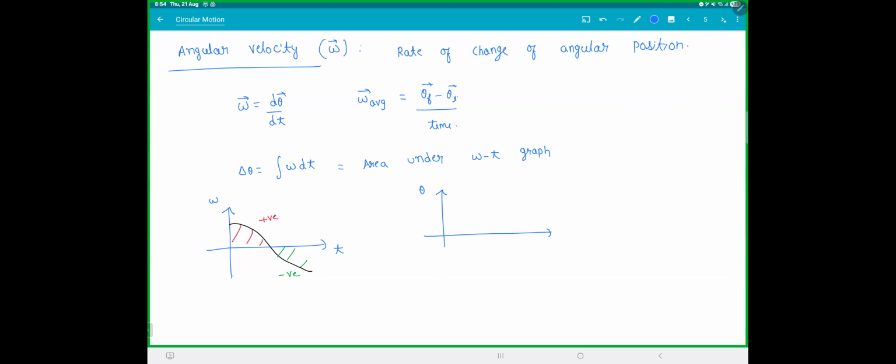Similarly, if you take theta versus time graph, if you take a tangent, so in a theta time graph, the slope will be angular velocity. In xt graph, slope was velocity. So all the graphs, everything that you learned, you just need to replace omega with v and you will see something similar. Clear with this?